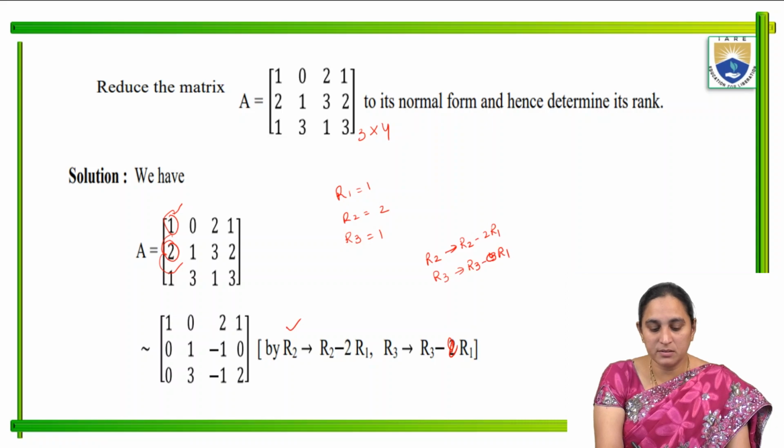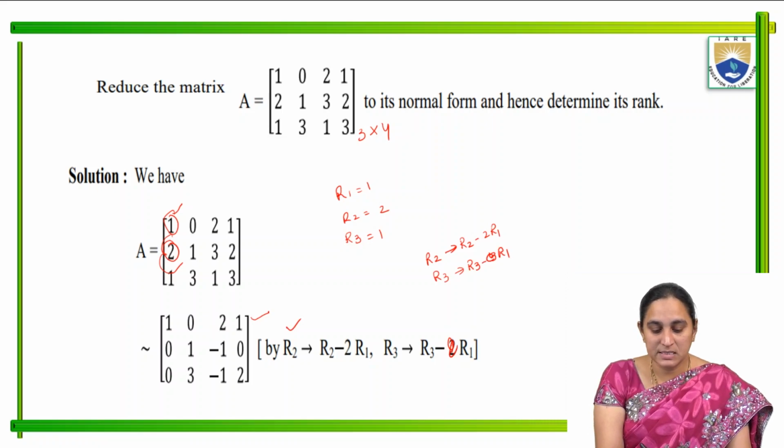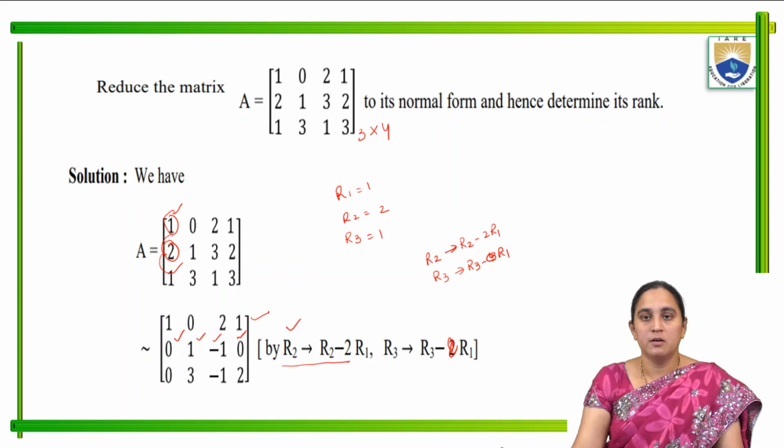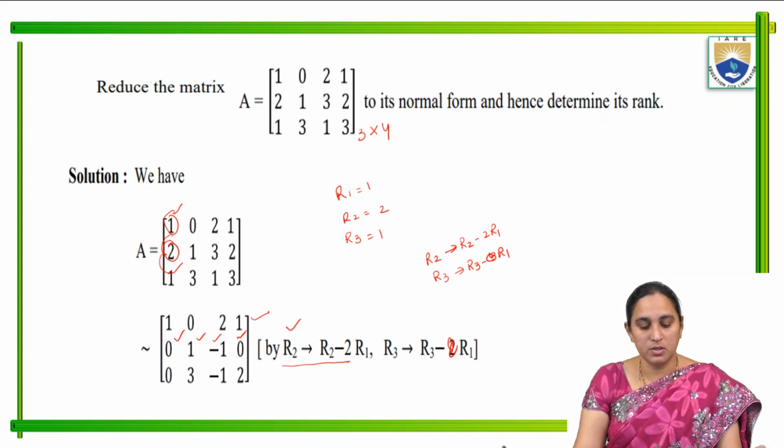From that, there is no change in the first row, that is directly 1, 0, 2, 1. In the second row, I'll make the first element 0 with respect to R1. For that, the row operation is R2 tends to R2 minus 2R1. That means 2 minus 2 into 1 is 0. Next, 1 minus 0 is 1. Next, 3 minus 4 is minus 1. And the last one, 2 minus 1 into 2, that is 2 minus 2, is 0. So with respect to R1, the R2 row changed completely and its first element is 0.